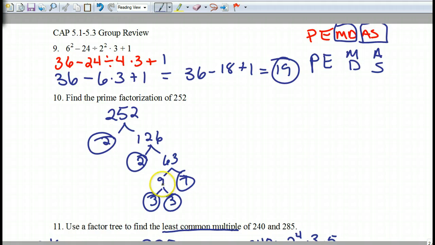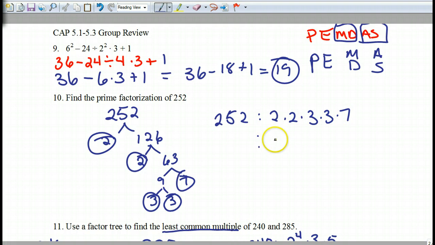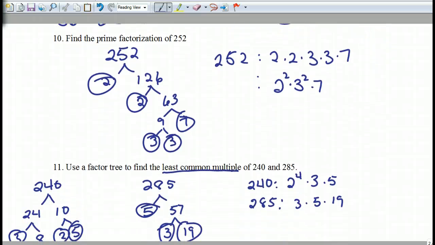63 can be divided by 9 and 7, and then 3 and 3. So to write out my prime factorization, this is what it should look like. You can either write it as 2 times 2 times 3 times 3 times 7, or you could write it as 2 to the second, because it's twice, 3 to the second, and 7. Okay? Now, on the quiz, it's multiple choice, and they could write it either way. Just know that those two things mean the same thing. Any questions on that one?